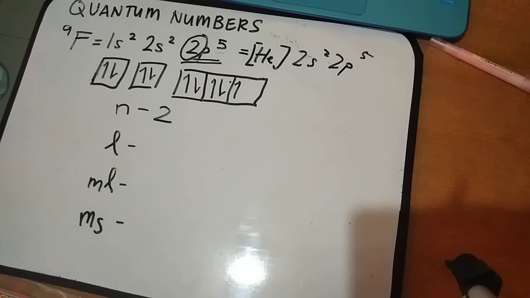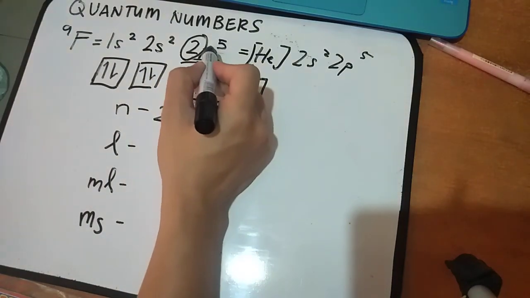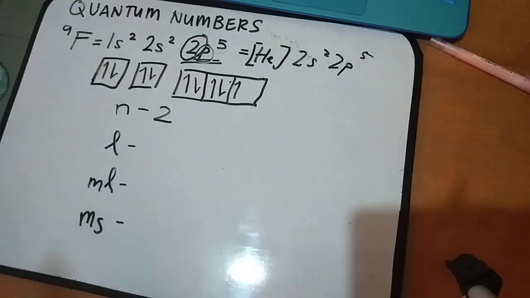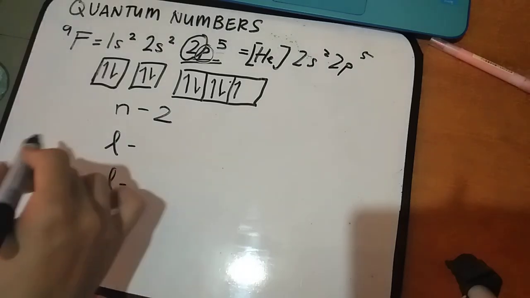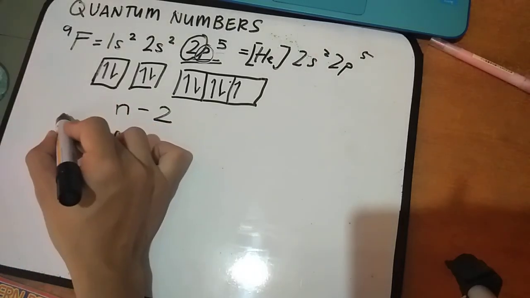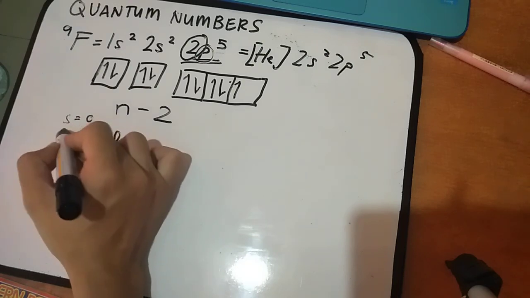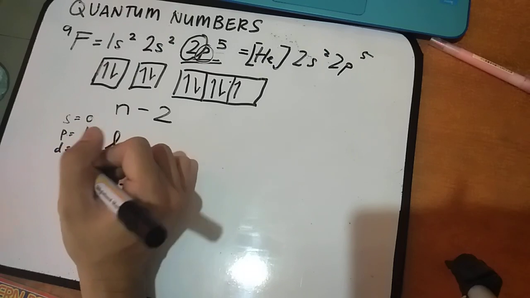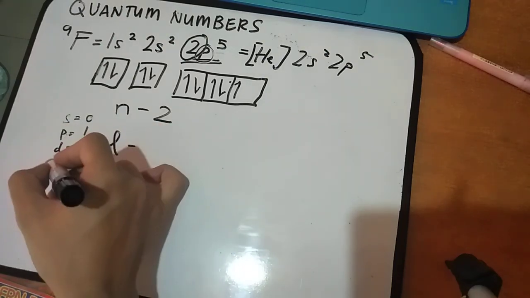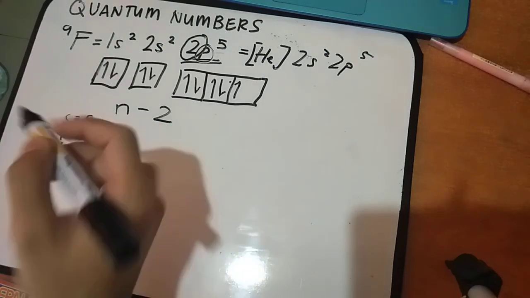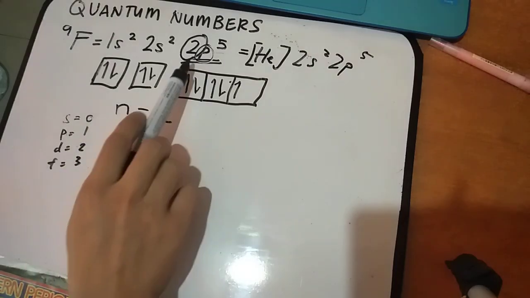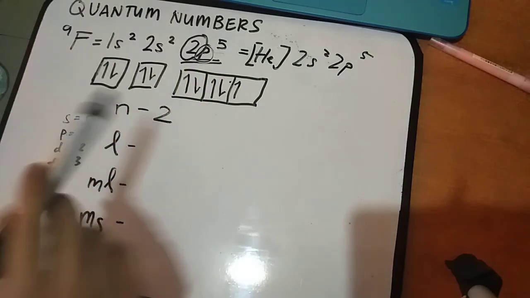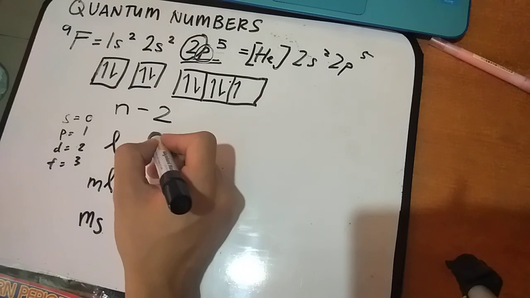Yung L, di ba, sabi nga, titingnan mo naman yung letter. This one. So, P. So, ang L natin, di ba, ang sabi kanina ay S is 0, P 1, D 2, F is 3. So, saan tayo nag-end? We end at 2P5. So, P. So, our L would be 1.